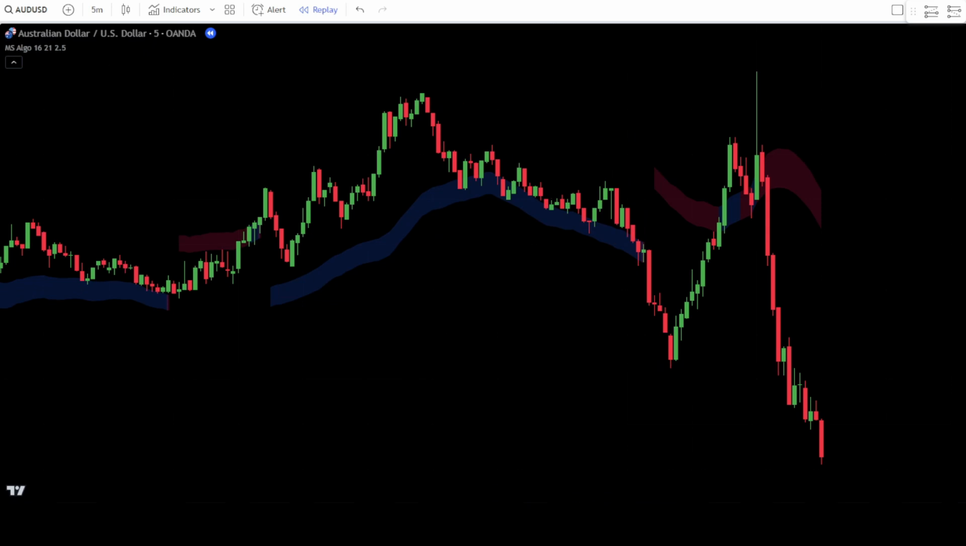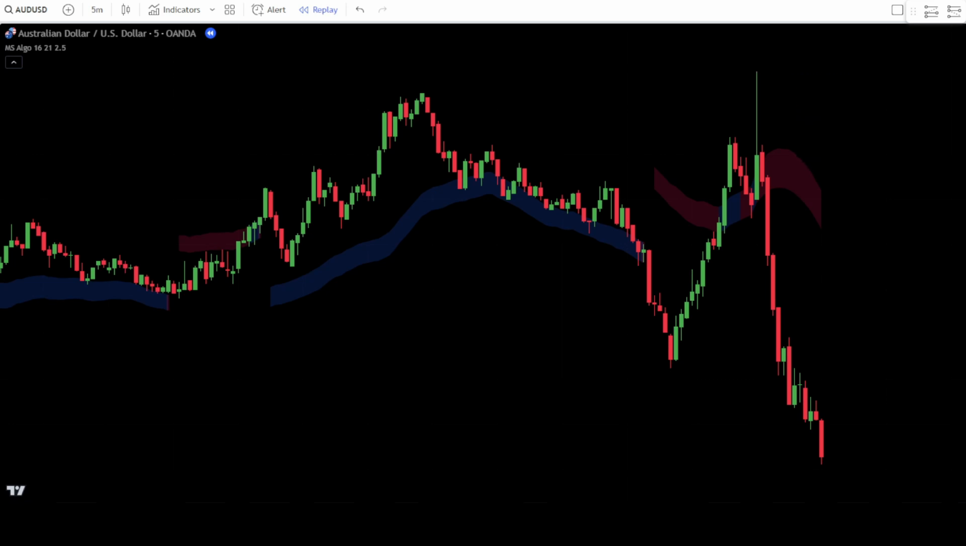This Market Structure Algo indicator will be used as a trend guide in the market. When the Market Structure Algo indicator is blue and below the price candlesticks, it indicates a bullish trend. In this situation, your main focus is to find the best points to place buy orders. Conversely, when the Market Structure Algo indicator is red and above the price candlesticks, it indicates a bearish trend. In this situation, your main focus is to find the best points to place sell orders.